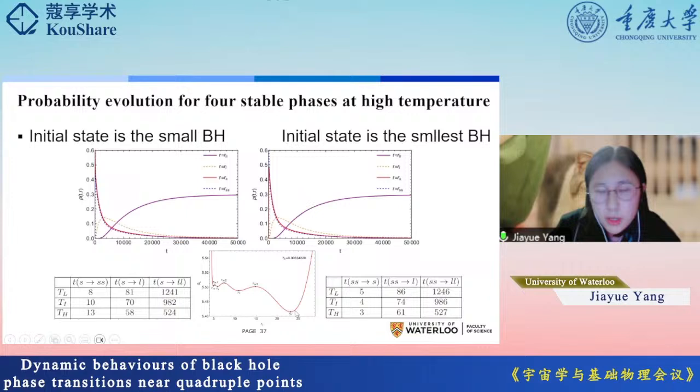And the early time behavior depends on the first passage time. And finally, the probability distribution will become stationary. And the probability for the four stable phases is just determined by the structure of the Gibbs free energy. And this is the difference. You can learn more about the black hole phase transition in this work.